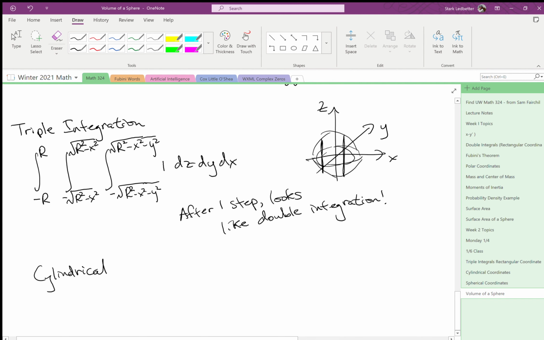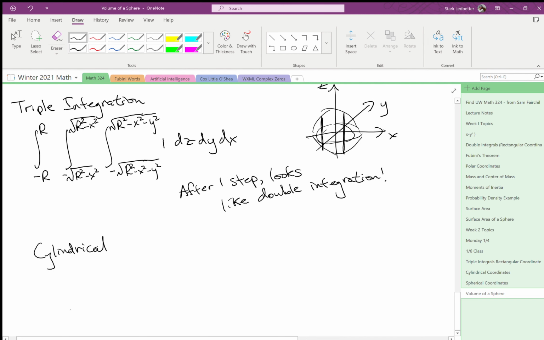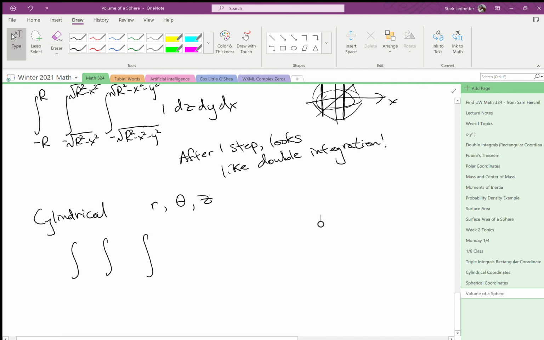Okay, well, let's think about that. So what region am I integrating over? So now I have r and theta and z. So now I still have 1. I have dz, and then I have r dr d theta, right? D theta, dz.